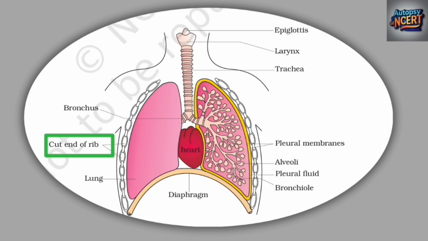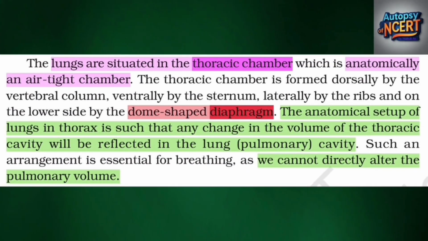cut of rib. The lungs are situated in the thoracic chamber, which is anatomically an airtight chamber. The thoracic chamber is formed dorsally by the vertebral column, ventrally by the sternum, laterally by the ribs, and on the lower side by the dome-shaped diaphragm. The anatomical setup of lungs and thorax is such that any change in the volume of the thoracic cavity will be reflected in the lung pulmonary cavity. Such an arrangement is essential for breathing, as we cannot directly alter the pulmonary volume.